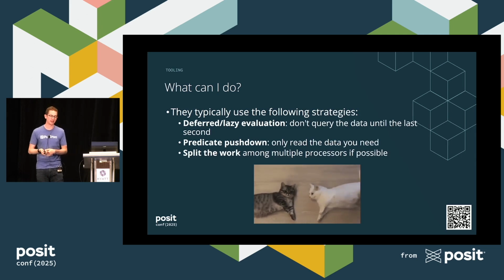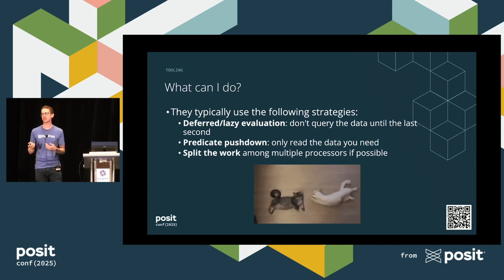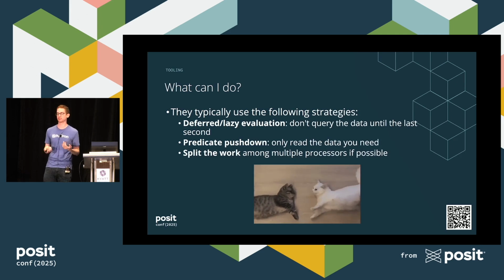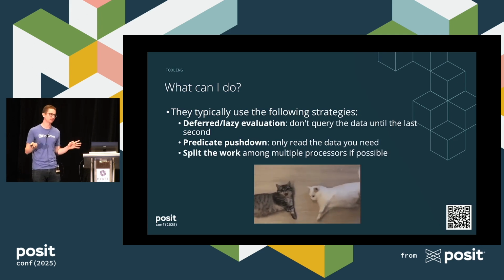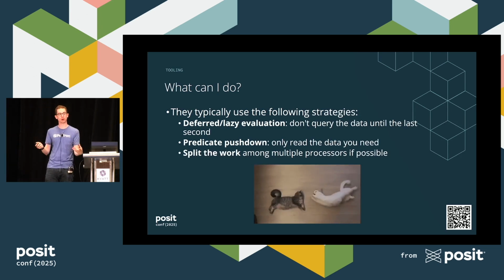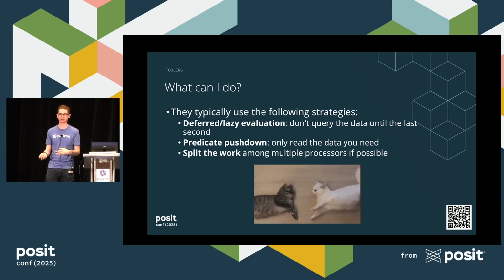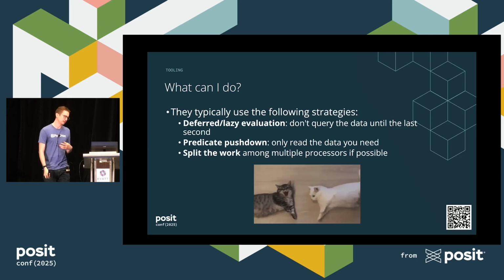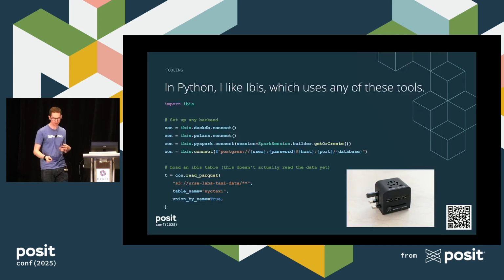And then finally, these libraries and tools split the work among multiple processors if possible. So if your laptop or any computer you're working on has multiple CPUs or maybe even GPUs or vCPUs, whatever, it's going to split up that work, parallelize it, and make things faster. So that's great. I'm going to go through a demo today in Python.